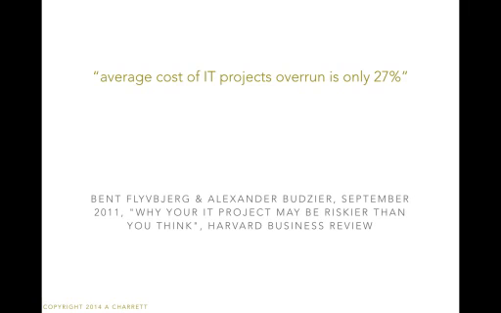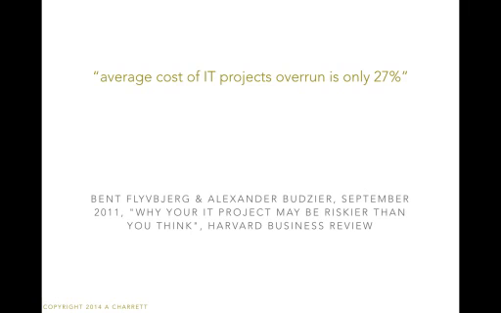Consider this study done by two researchers, whose names I won't try to pronounce because I'll probably get them wrong. They studied about 1,500 IT projects in 2011, and they discovered that the average cost overrun of IT projects is about 27%. When I think about my experience working on projects over the last 20 years or so, that doesn't sound incorrect. It sounds about right. I've rarely worked on a project that ran according to time and budget and had the quality ensured.